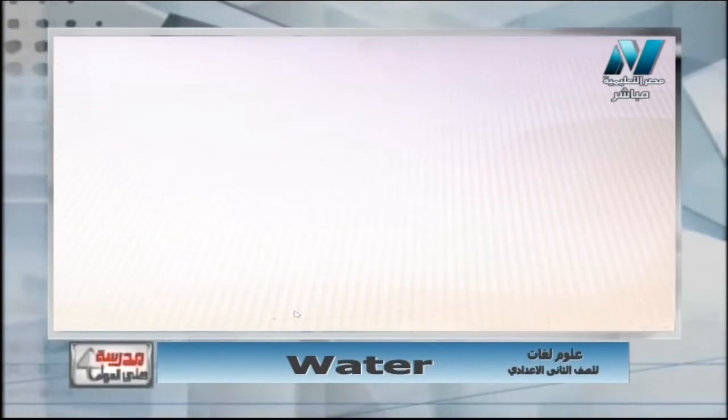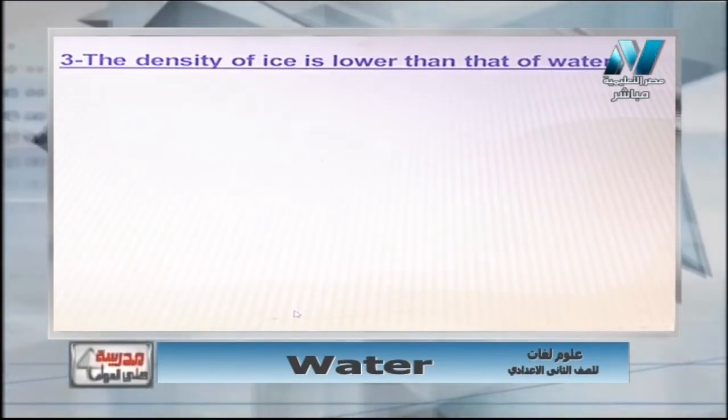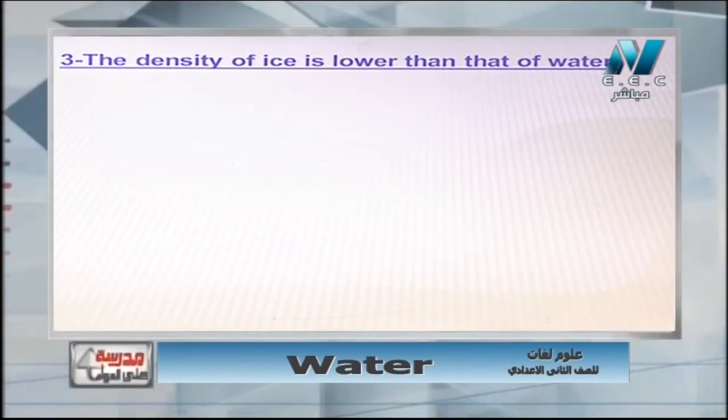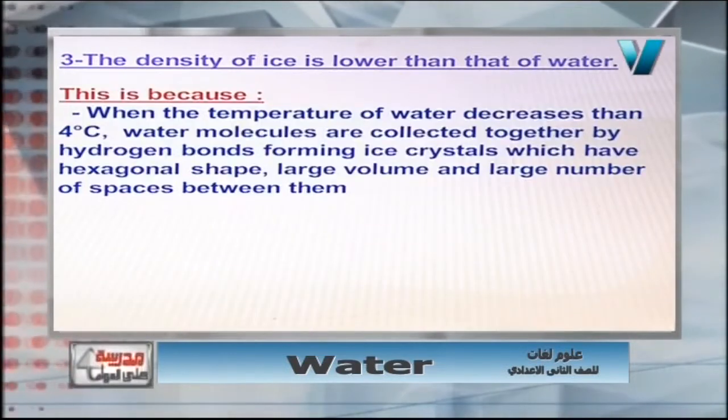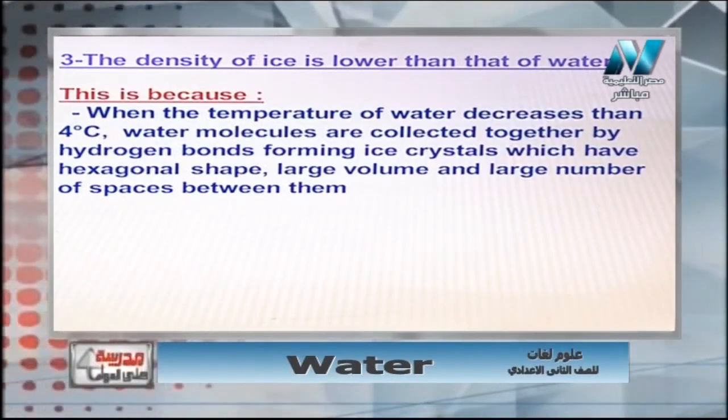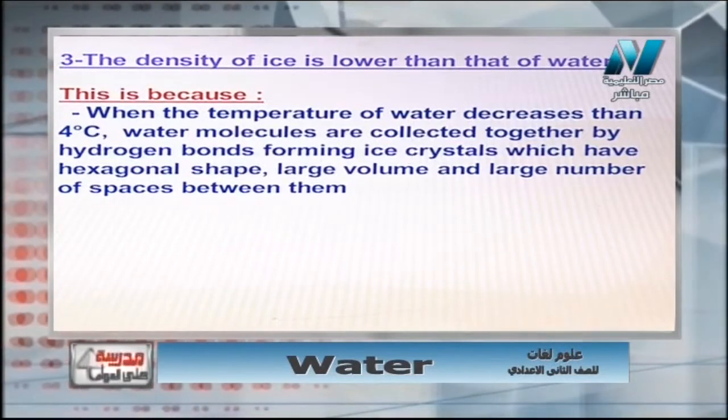Okay? Next property. The density of ice is lower than that of water. Let's see what happens at 4 degrees, and let's explain it first before reading it. Now we know that the surface of the sea and the ocean is ice. Under the ice is water in the liquid state. So when the water changes to solid, it becomes ice, and the ice floats.